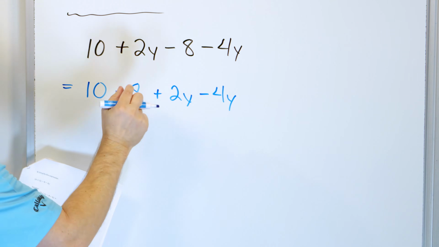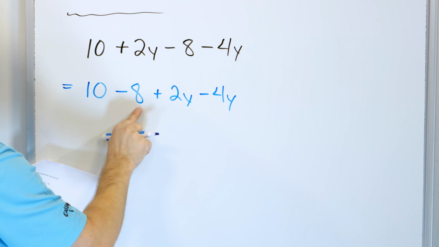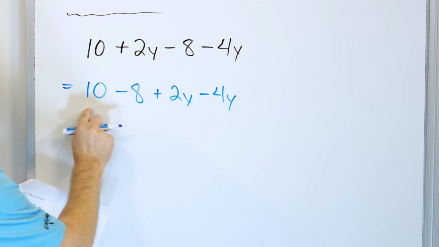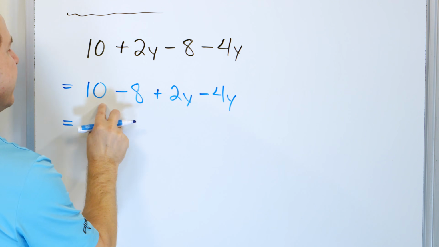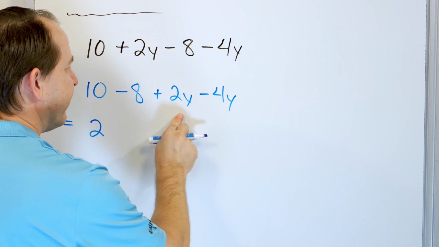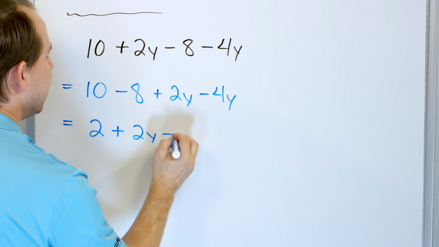You see what we did? All we did is we take the -8 and we put it right in between here. So we have 10 minus 8, and then the plus 2y, and then the -4y just stays in place. But now the terms are right next to each other, and we know that 10 minus 8 is 2. And then we look at this and we say, okay, these are like terms also. In fact, we could just rewrite it as 2 plus 2y minus 4y.